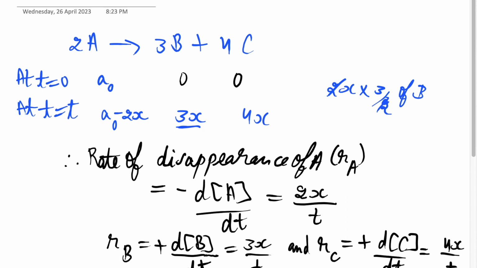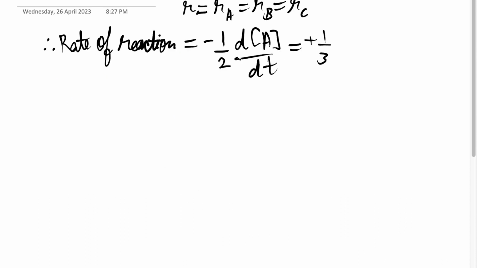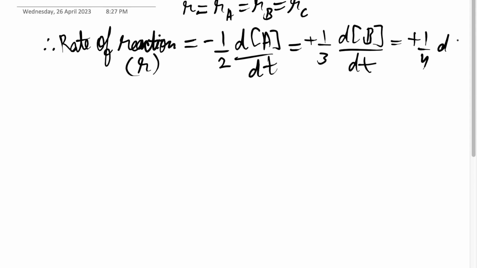Plus 1 by 3 dB by dt. This is the rate of reaction R. This is Ra, this is Rb. Plus 1 by 4 dC by dt, this is Rc. So this is the rate of the reaction.